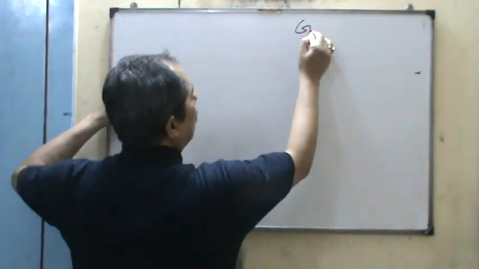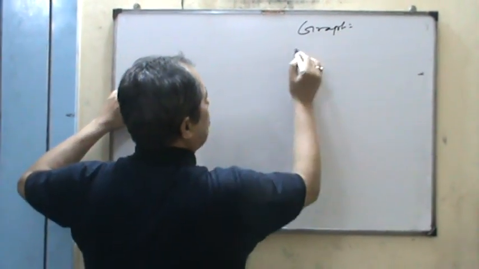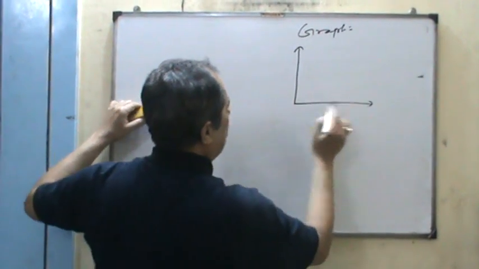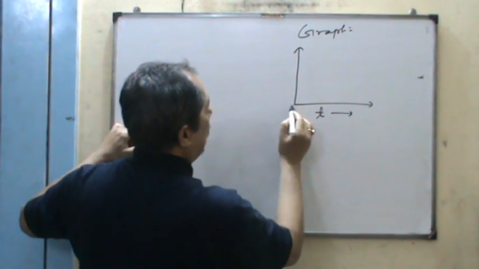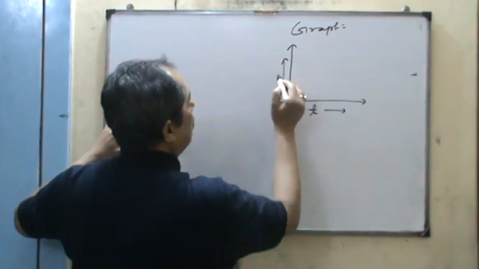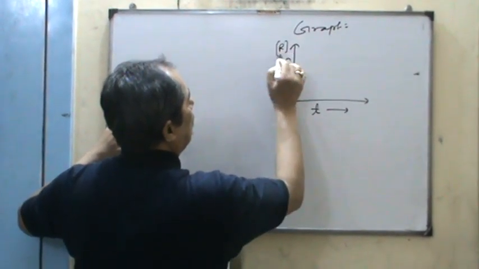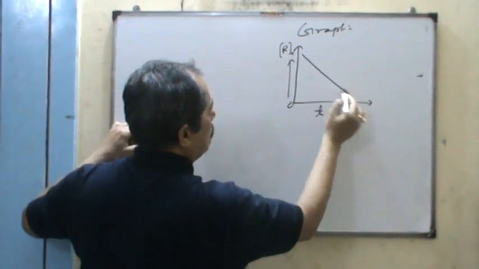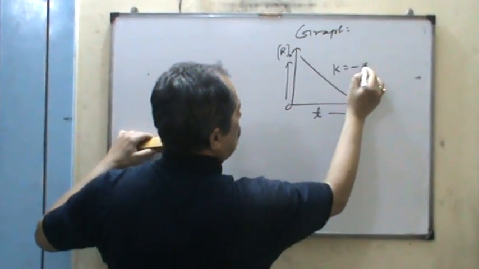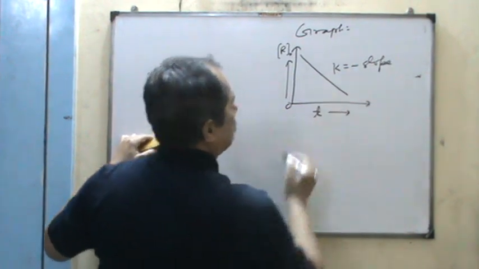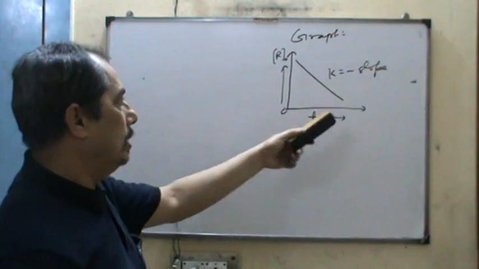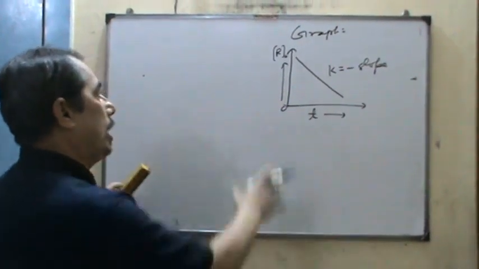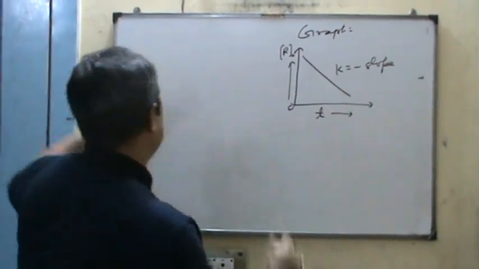See, the graph for zero order reaction is, if you plot a graph, you can see time, and this is the concentration, which is R naught. The slope is negative, k is equal to the negative slope. This expression shows the decreasing concentration of the reactant. So this graph is meant for zero order reaction.